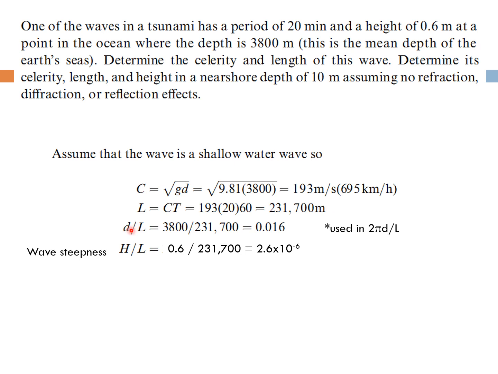If we check the d over L value, it's about 0.016. If we check the wave steepness, the wave height should be only 0.6 meter, so it is 0.6 meter divided by this wavelength. So the value is very, very small.